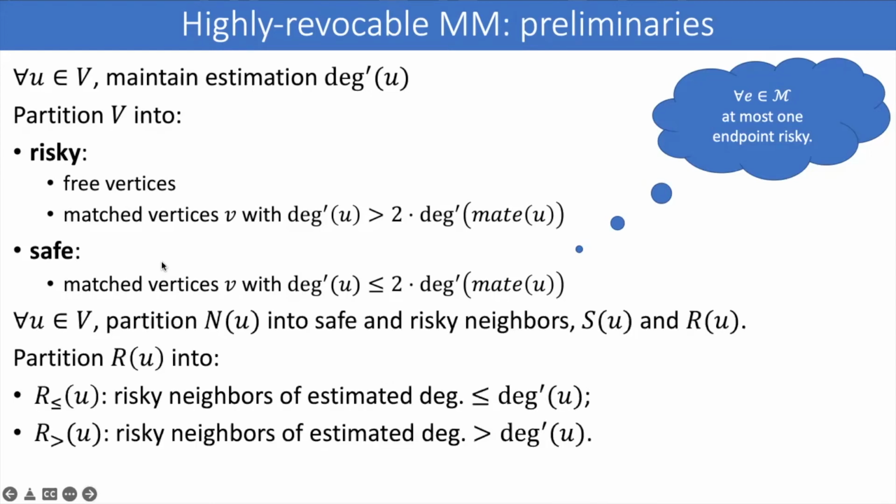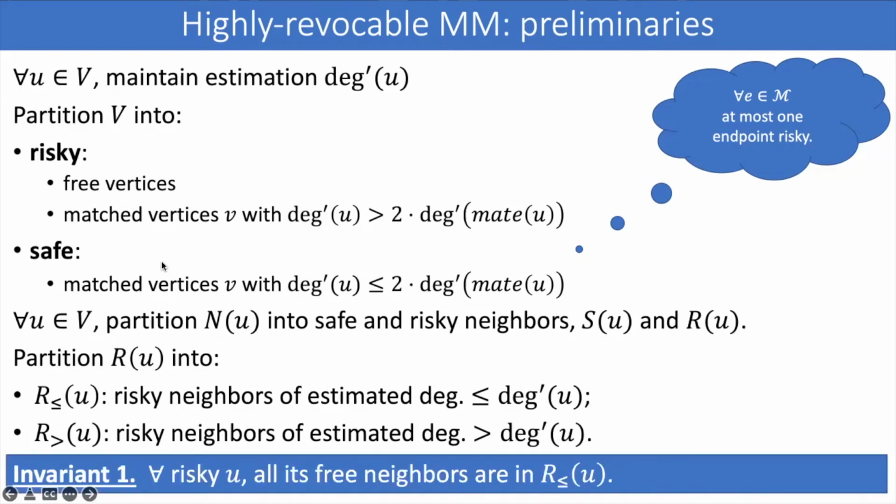For each vertex u in the graph, we maintain a partition of its neighbors into safe and risky ones. The risky set is further partitioned into risky vertices of estimated degree at most deg prime of u, and the ones of higher estimated degree. The key invariant that this algorithm maintains is that for each risky vertex, all its free neighbors have their estimated degree no greater than deg prime of u.